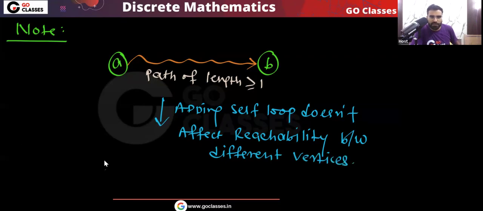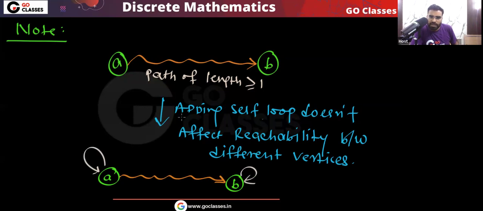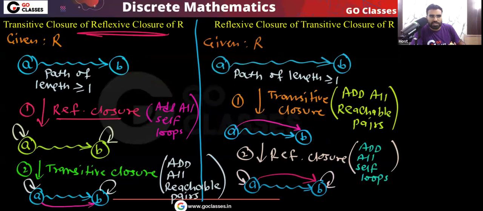Okay, is this clear? If I add the self loop, then remember the reachability will not be affected between different vertices. Adding a self loop doesn't affect reachability between different vertices. That is the reason reflexive closure and transitive closure are commutative. You can perform them in any order. The final result will be the same, because they do not interfere with each other.